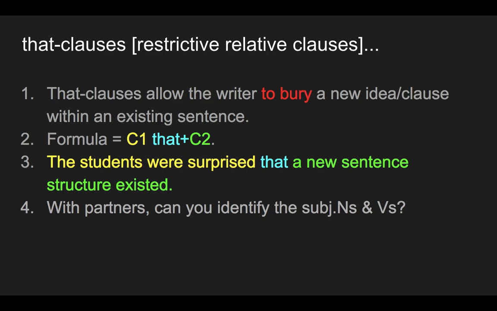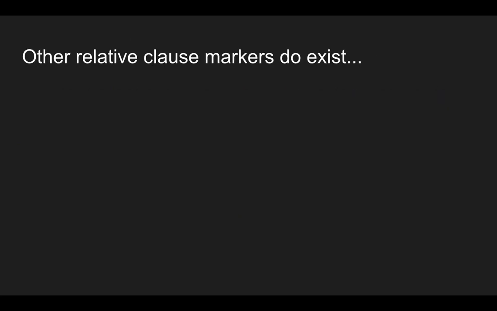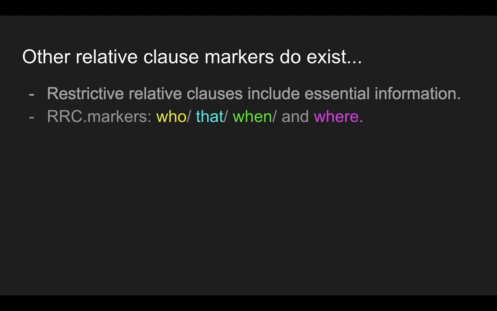Ed marks past. Okay, so one thing for us to notice here is that we do not use a comma in this sentence. Because it is essential information, because it is a restrictive relative clause, we do not use a comma. Okay, so that same exact structure, which is the restrictive relative clause structure, there are other relative clause markers that we can use in the same way. So restrictive relative clauses, again, just to reiterate, they include essential information. So once you've added it, you can't take it away without destroying the grammar. So we'll call them RRC markers, restrictive relative clause markers.